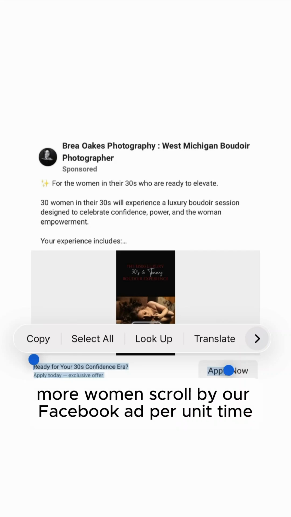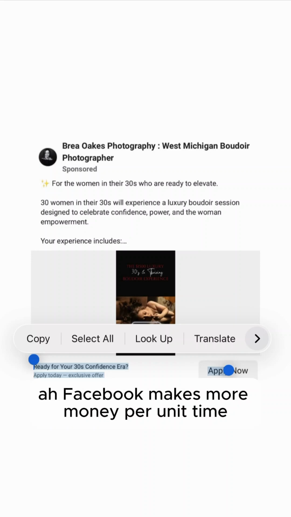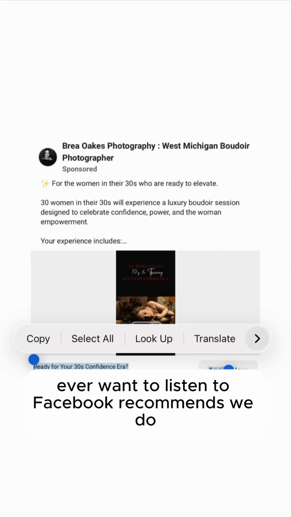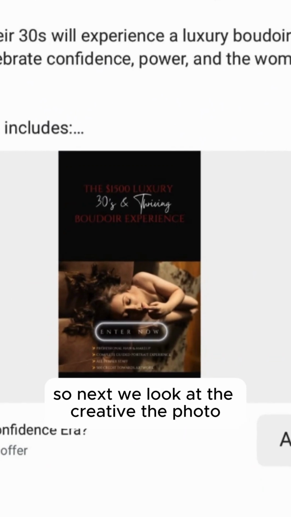But guess what? More women scroll by our Facebook ad per unit time, Facebook can serve more ads per unit time, Facebook makes more money per unit time. We may waste more money per unit time. We never ever want to listen to what Facebook recommends. So next, we look at the creative, the photo.